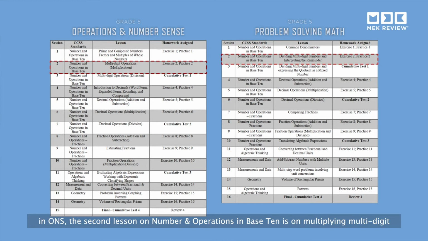In ONS, the second lesson on number and operations in base 10 is on multiplying multi-digit numbers. So operations such as 36 times 41. In PSM, the second lesson on the same objective is on dividing multi-digit numbers and interpreting the remainder. So operations such as 76 divided by 13 and coming to a conclusion on the remainder of 11.